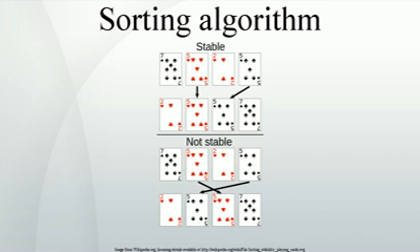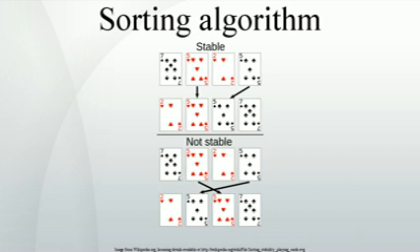Stable sorting algorithms choose one of these, according to the following rule: if two items compare as equal, like the two 5 cards, then their relative order will be preserved, so that if one came before the other in the input, it will also come before the other in the output.